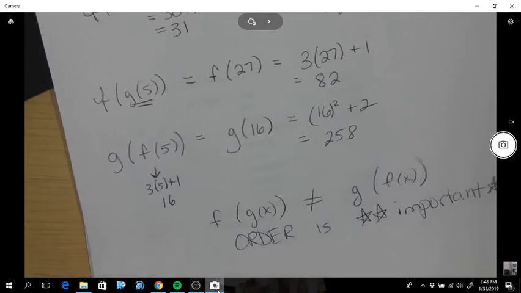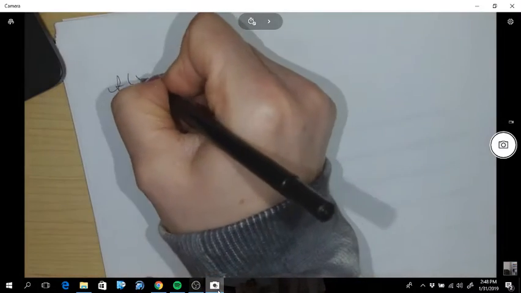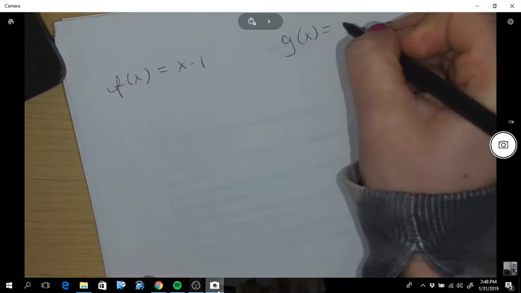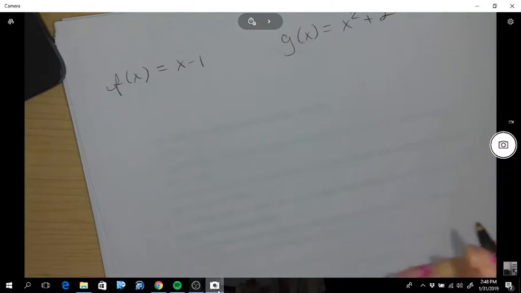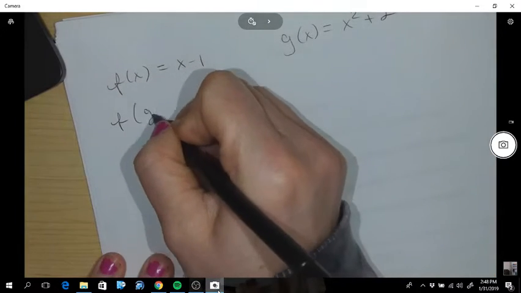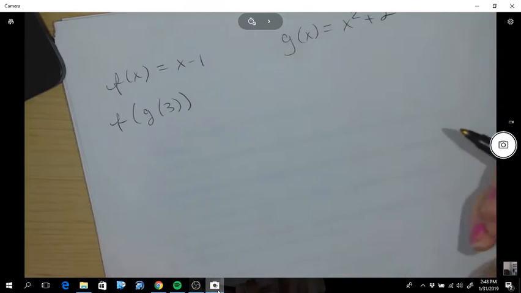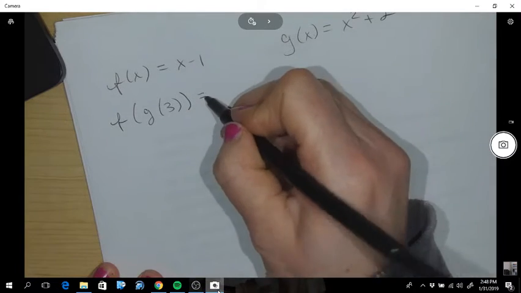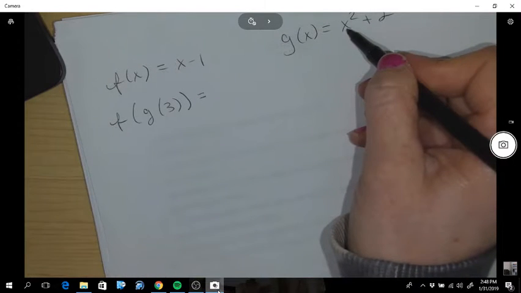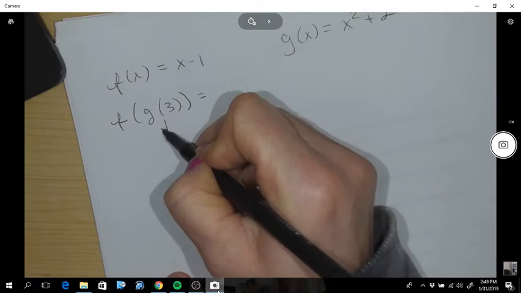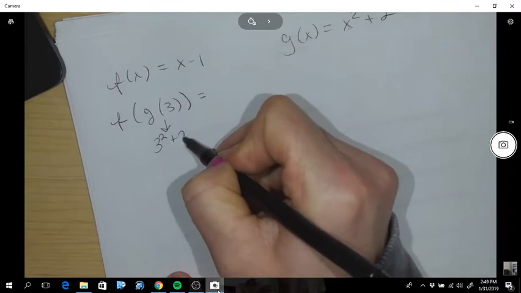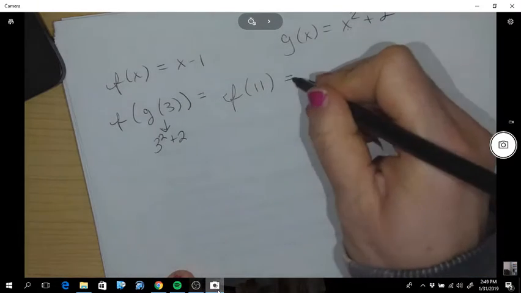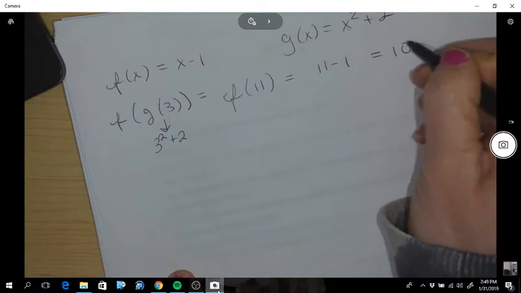Okay, one more here. f of x I'm going to give you is x minus 1. g of x equals x squared plus 2. Find f of g of 3. Okay, so g of 3, plug in the 3 into the g function. So we get 3 squared plus 2, which is 11. So now I'm doing f of 11, which is 11 minus 1, or 10.